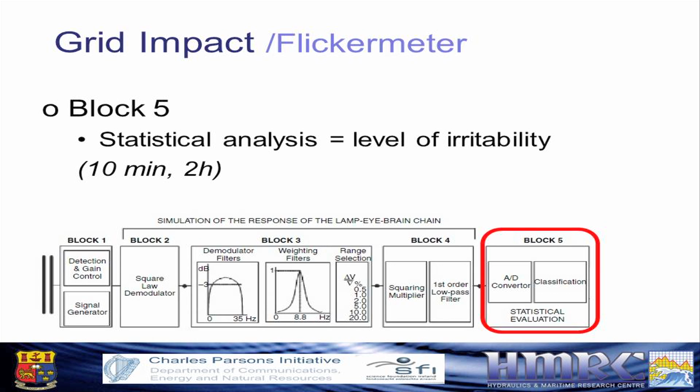And block 5 is performing a statistical analysis of your level of irritability. Because you may see a light variation once in a while, and it wouldn't affect you that much. But if it repeats itself every 10 minutes, then you might be a bit annoyed by it, a bit disturbed. So block 5 is here to say, okay, it's happening too often, that's disturbing.